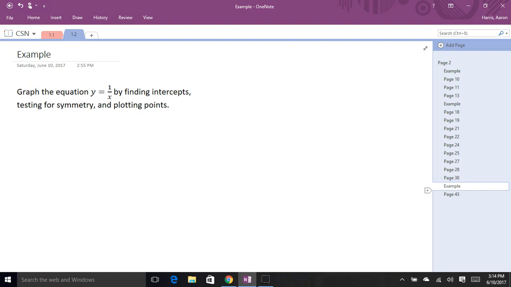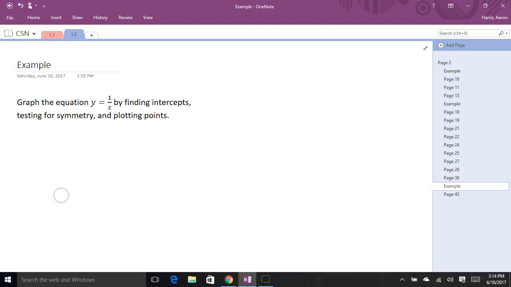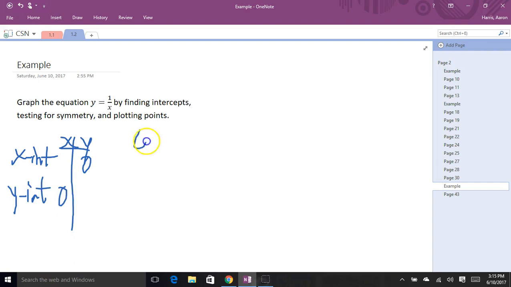Let's do our last example here. We're going to graph this by initially finding intercepts, testing for symmetry, and then plotting points. To find an x-intercept, you let y be 0. To find a y-intercept, you let x be 0. So let's let y be 0 first.